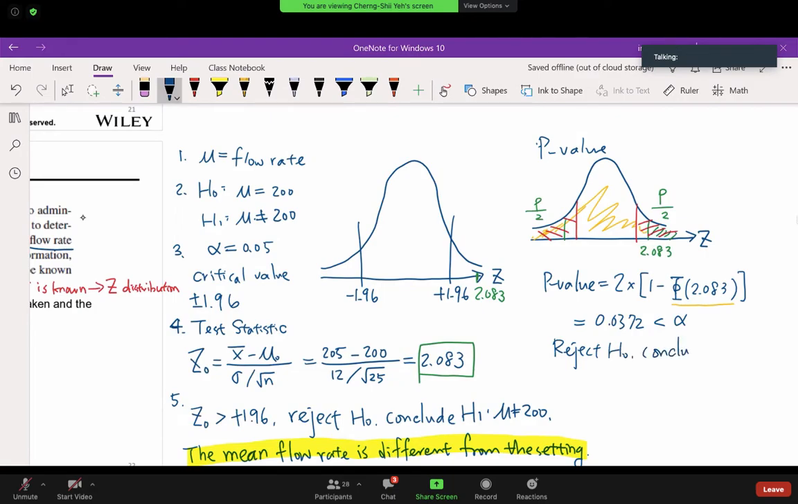Conclude alternative hypothesis, that mu is not 200 anymore. Again, reject null hypothesis, conclude alternative hypothesis. Doesn't matter which method you use, they should be identical. Okay? I'll give you a minute, then we'll go down to the next exercise.